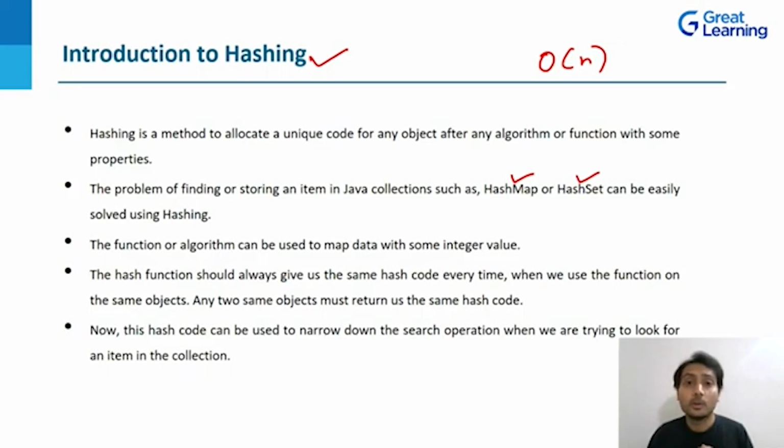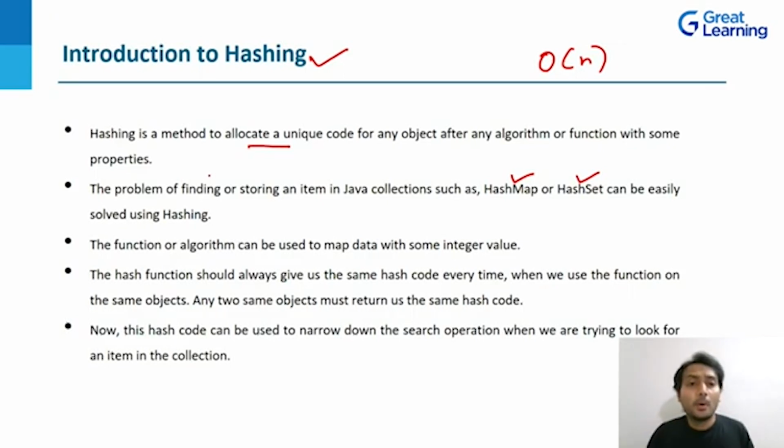That is why it is very important to learn. Fine. So as it is written here, hashing is a method to allocate a unique code for any object. In your programs you have your objects, right? So all these objects will have their own unique hash code to identify themselves in the program. Fine, that is your hashing.